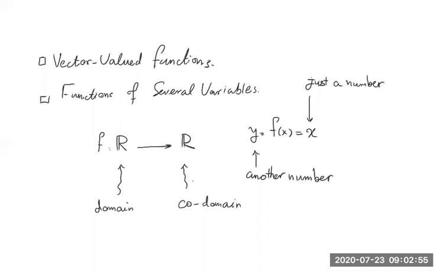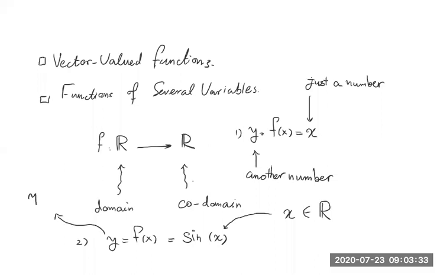Or consider another example. For example, consider y equals f of x equals sine of x. Here again, the domain is where x is coming from, which is just a number. Again, x is supposed to be a real number. And y, the result, is also a real number.